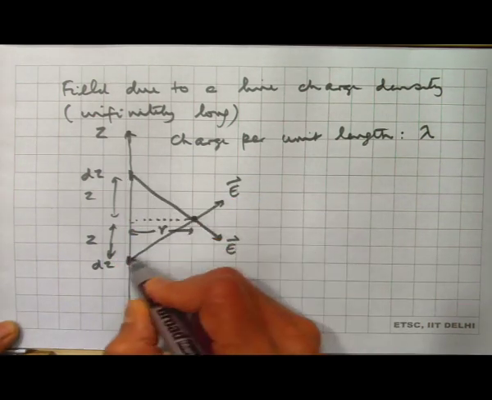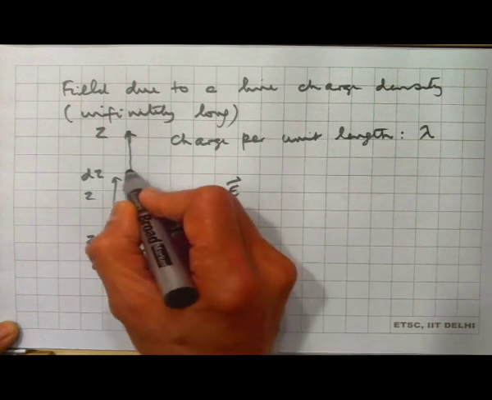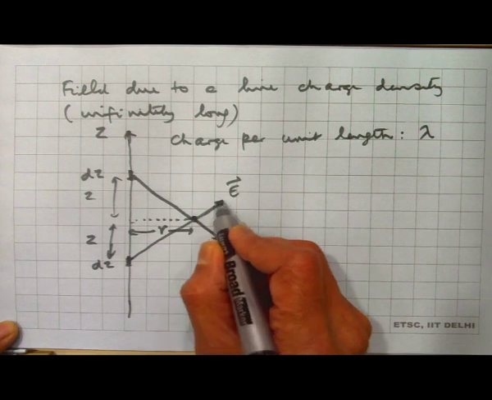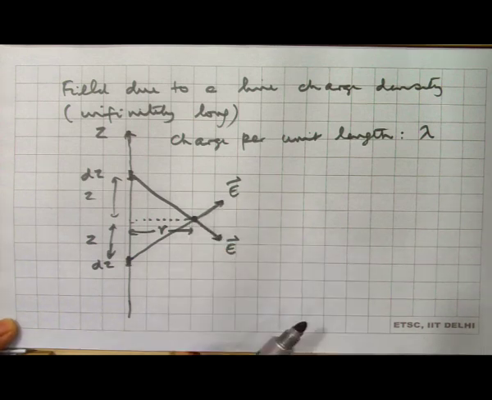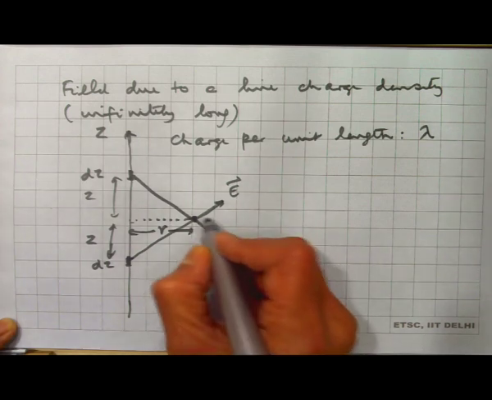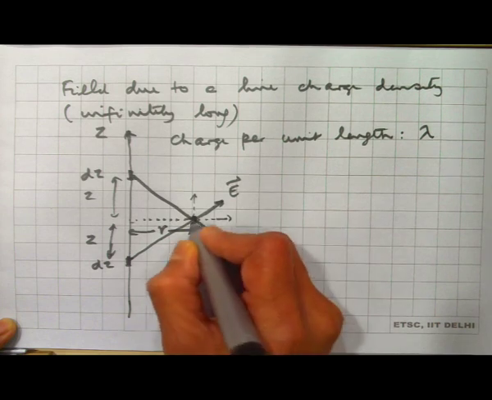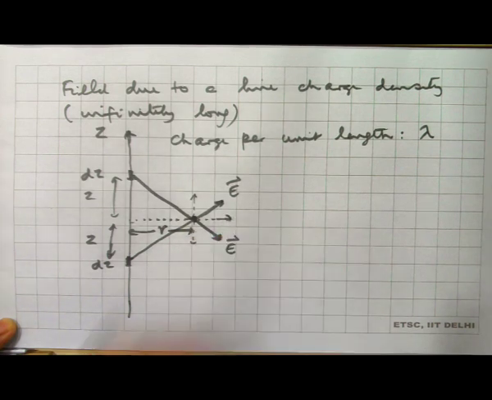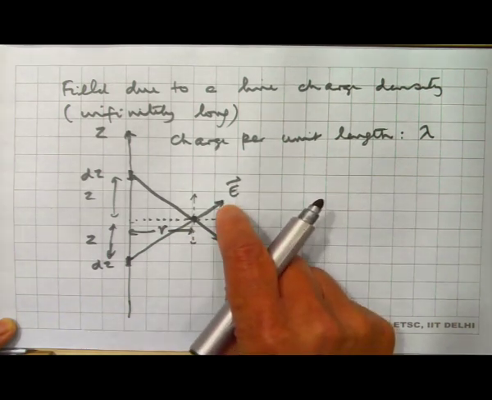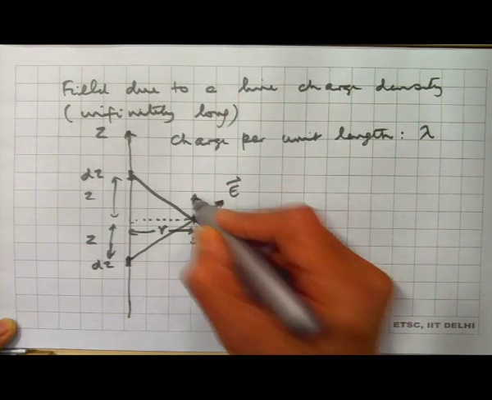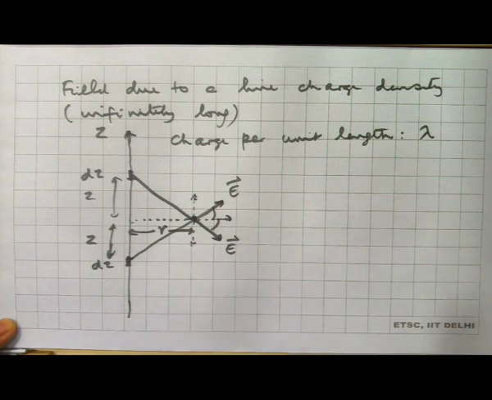This distance is equal to this distance, and this charge is equal to this charge. So this electric field and this electric field are exactly equal in magnitude. You can see each will have a horizontal component and a vertical component. These angles are equal, all these angles are equal. So the vertical component of this and the vertical component of this are exactly equal and in opposite direction.